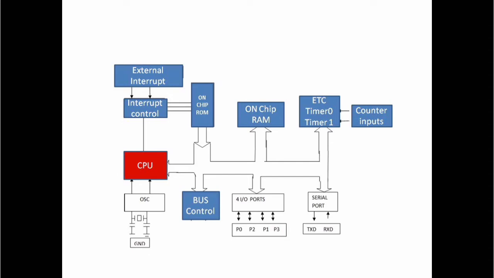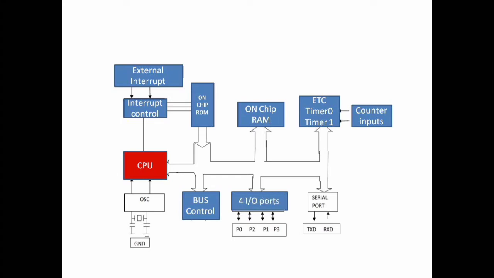Then next is the bus control. A bus is nothing but a group of wires to carry data or addresses. There are two types of buses present in this. One is the address bus and the second is the data bus. The address bus is for carrying the address and it is a 16-bit bus, and the data bus is an 8-bit bus and it will carry the data.